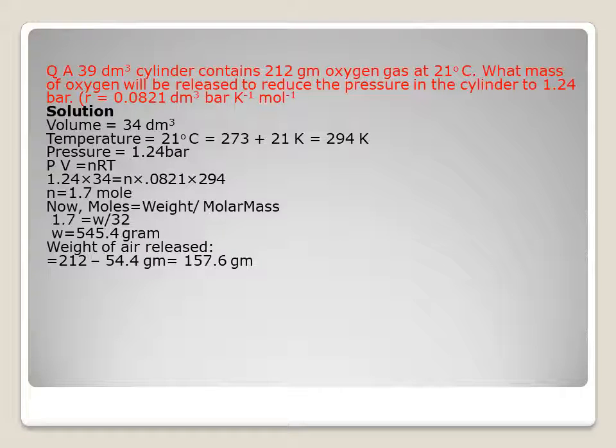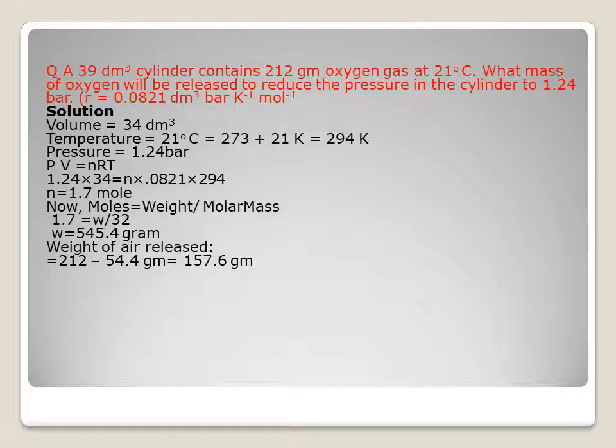Let us try to solve one question, and this numerical is already solved on the screen. A 39 decimeter cube cylinder contains 210 gram oxygen gas at 21 degrees Celsius. What mass of oxygen will be released to reduce the pressure in the cylinder to 1.24 bar, and the value of the gas constant is given. Its solution is on the screen. You can easily sort this out.